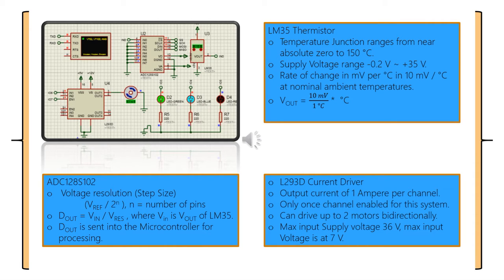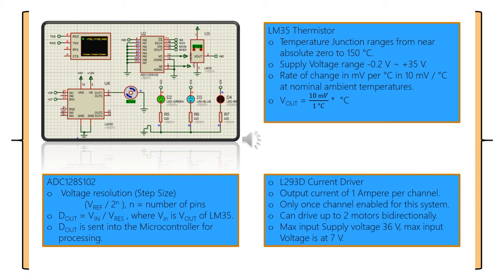Our rate of change is in millivolts per degree Celsius, and it is 10 millivolts per degree Celsius at nominal ambient temperatures. Our Vout will be 10 millivolts divided by 1 degree Celsius multiplied by the degree Celsius measured.